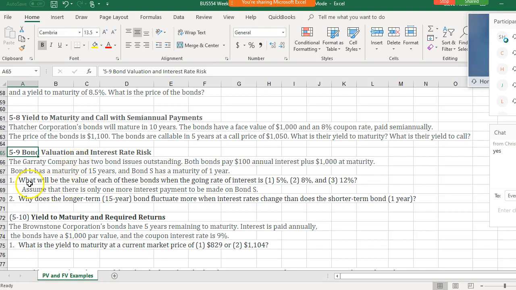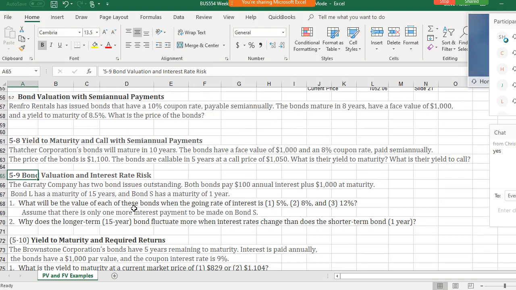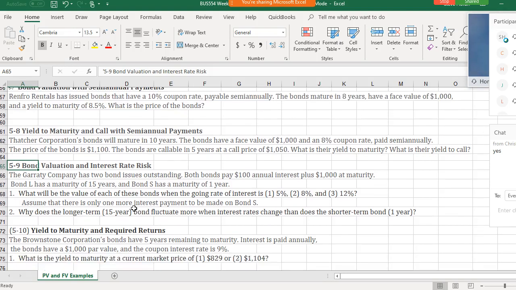And question 1 says, what will be the value of each of these bonds when the going rate of interest is 5, 8, and 12, assume that there's only one more interest payment to be made on bond S. And then question 2 is, why does a longer term 15-year bond fluctuate more when interest rates change than a short-term bond? Okay, so let's go ahead and solve for these, and we're going to compute the value.